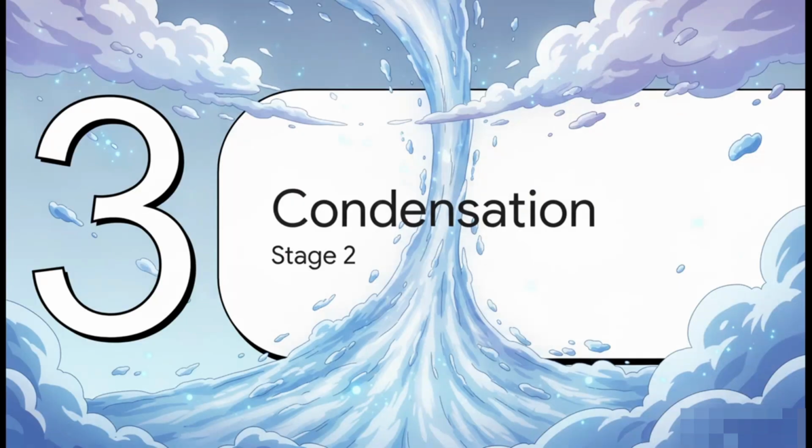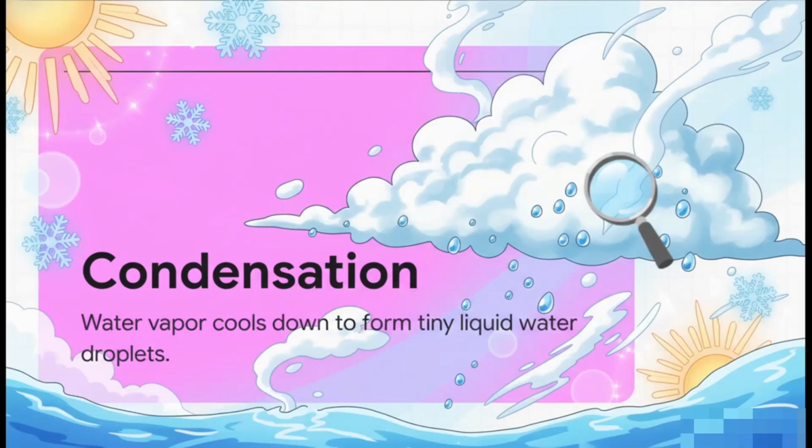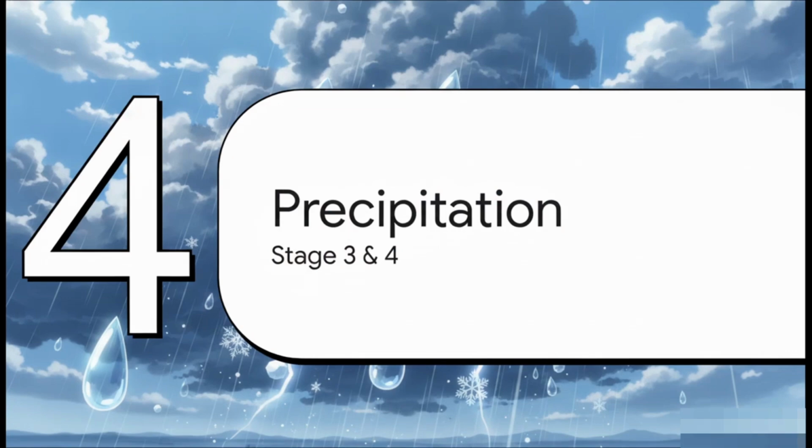Next up is stage 2, condensation. All right, so as that invisible water vapor flies higher and higher up into the sky, the air around it gets much, much cooler. And this cooler air causes condensation. The water vapor literally cools down and changes right back into tiny liquid water droplets. Vapor ka thanda hokar boond banna. And when millions of these little droplets gather together up there, boom, they form those big fluffy clouds we see every single day.